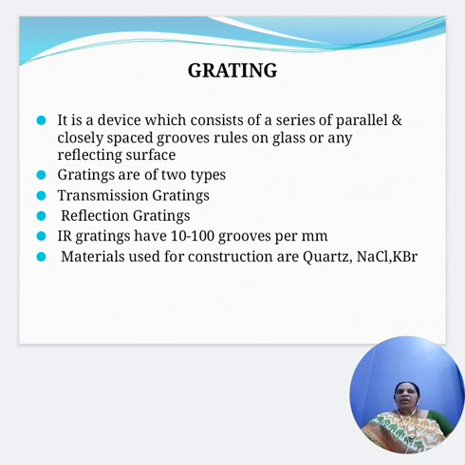Gratings are of two types: transmission gratings and reflection gratings. Infrared gratings have 10 to 100 grooves per mm. This is the range of the grooves depending upon the type of radiation. If it is visible, we have a different set of grooves. If it is infrared, we have 10 to 100 grooves per mm.